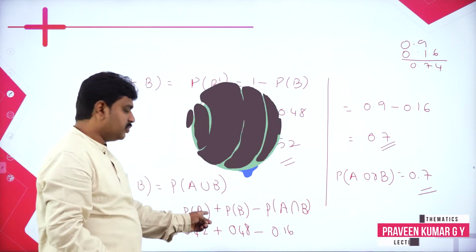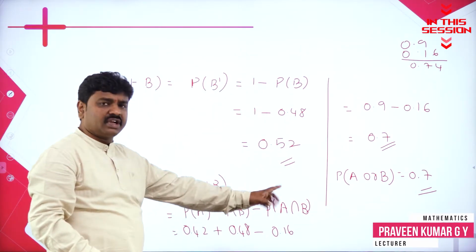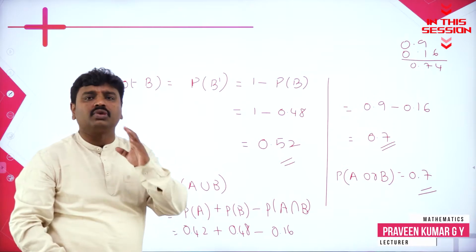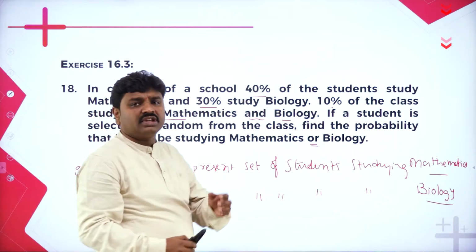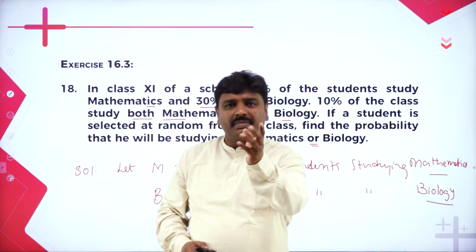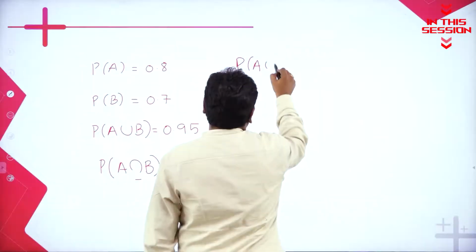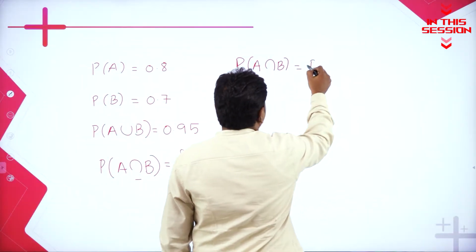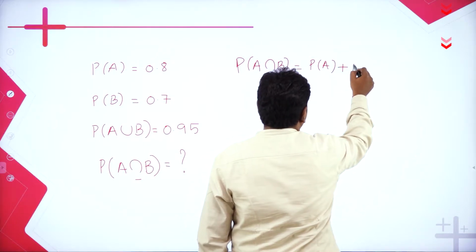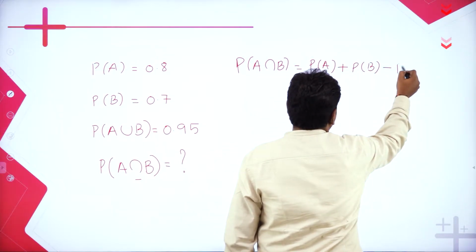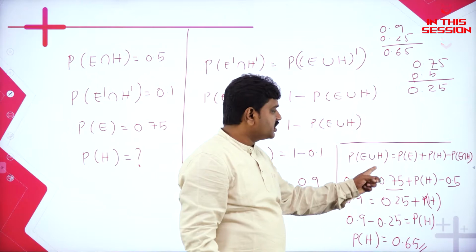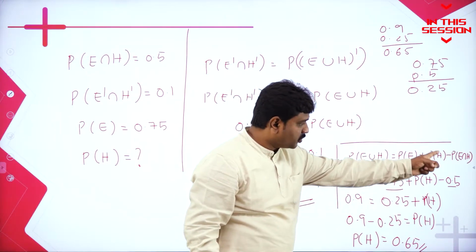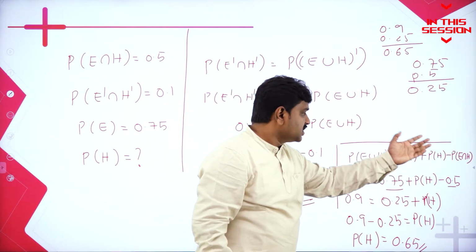What is P of A union B? P of A plus P of B minus P of A intersection B. Intersection B means what? Both, or "and." They're asking you to find the probability of people studying mathematics or biology. What is the probability of E union H? Probability of E plus probability of H minus probability of E intersection H. Substitute.